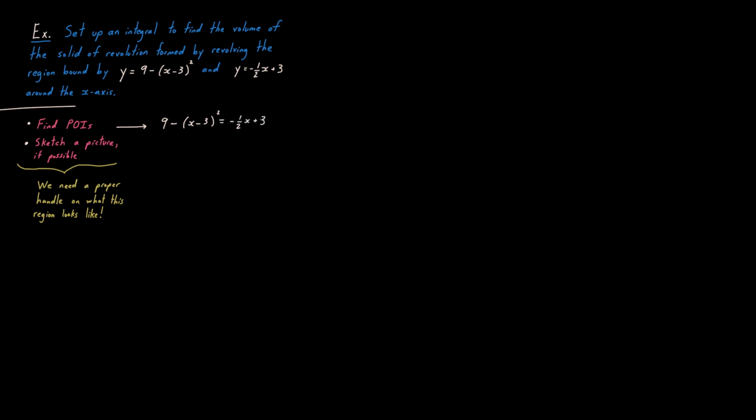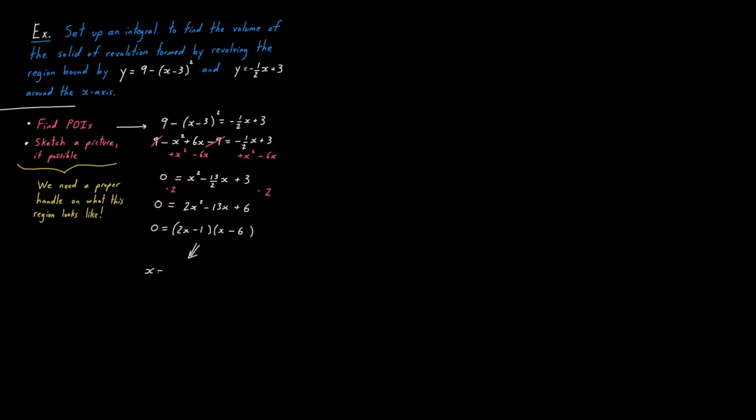Alright, well first I want to get a handle on what this region looks like. So, same kind of deal I did in the last video. I find the POIs, and I'm going to sketch a picture if I possibly can. I set them equal. One's a parabola and one's a line. And let's get some POIs. Now then, just doing some arithmetic here, and I can factor that right side, I hope, and my hope is rewarded. There he is, and x ends up being 1/2 and positive 6.